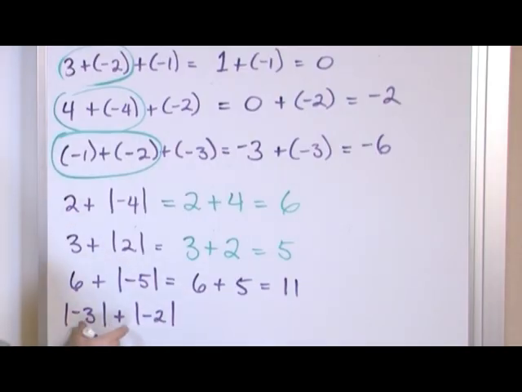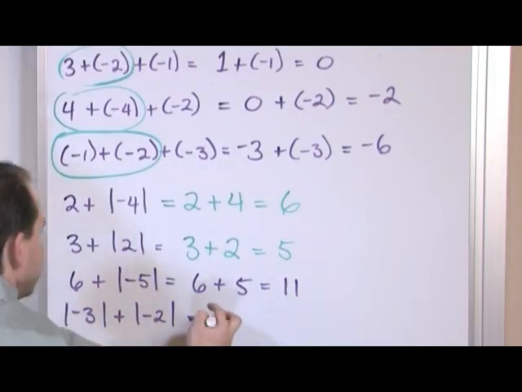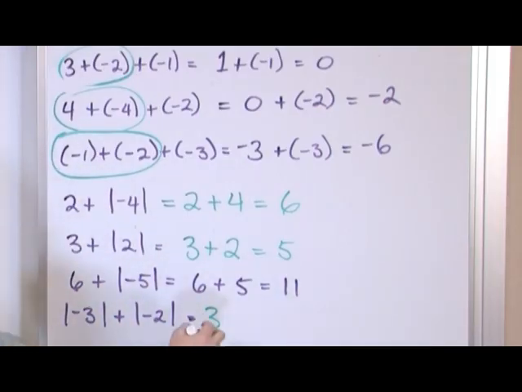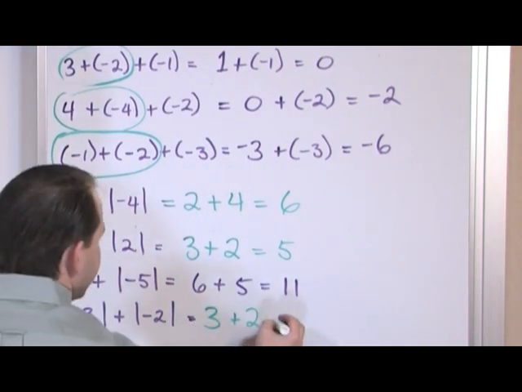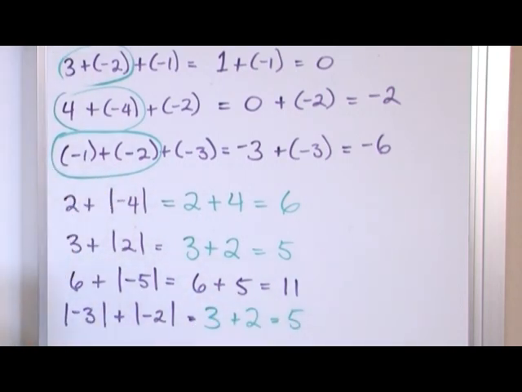So absolute value of negative 3 plus absolute value of negative 2. Absolute value of negative 3 is positive 3. Absolute value of negative 2 is just regular old 2. And so you add these two things together and you get a positive 5. So you see, you just have to think one step at a time.